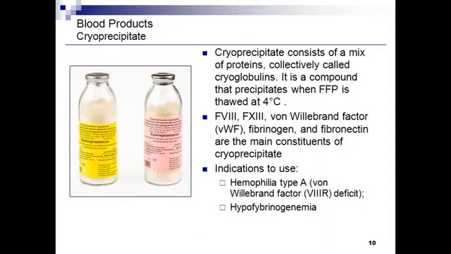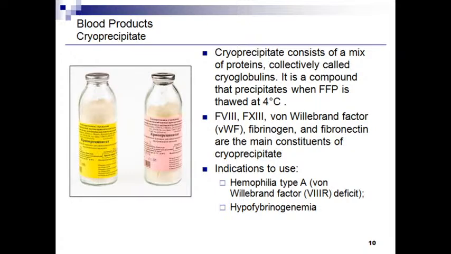The next blood product is cryoprecipitate. It's a very specific drug. Cryoprecipitate consists of a mix of proteins collectively called cryoglobulins. It is a compound that precipitates when fresh frozen plasma is thawed at 4 degrees Celsius. We can isolate the factors and collect them, keep them as a mixture in special bottles, and use the cryoprecipitate for treatment of hypocoagulation states.